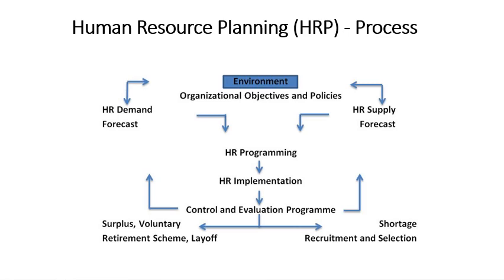Then after recruitment, suppose they got the required pool of candidates for the selection process. Now after the selection process, they can again evaluate its success rate, whether they got the number of manpower that they expected. If yes, then it is okay. If not, they will restart their selection phase. So this is called the control and evaluation program. So this is the whole process of human resource planning.